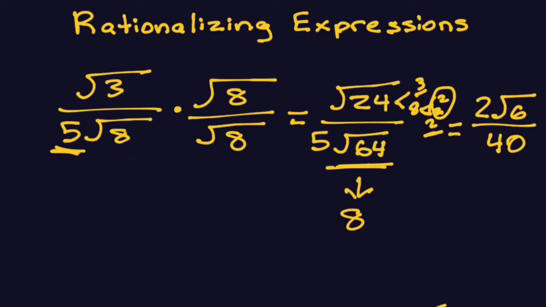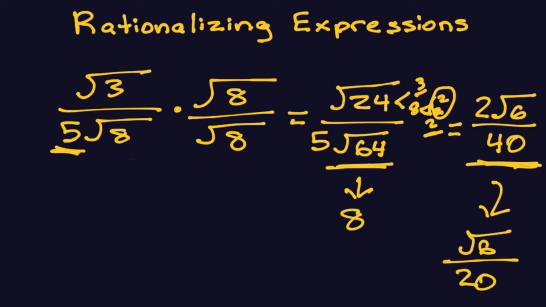Now, this could be our final answer, but you might notice that 2 over 40 can be simplified because 2 over 40 can become 1 over 20. So let's change this to 1 over 20 and just have our final answer as square root 6 over 20, because we just simplified it. So here, let me just make this a bit neater. Square root 6 over 20.